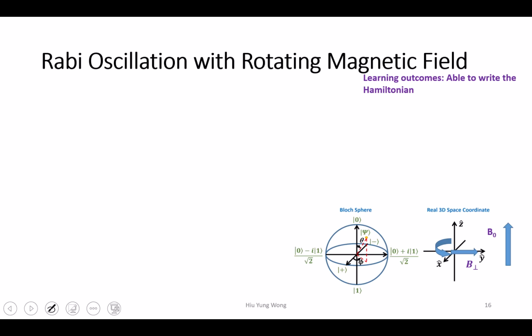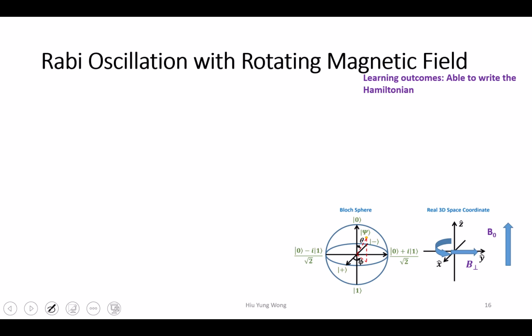But we should start the next step. Now this is a new topic. Everything is the same except now I have a vector. I call it B perpendicular. It is rotating, right? Rotating means it has a constant magnitude, but the direction keeps pointing through this circle on the XY plane, right?